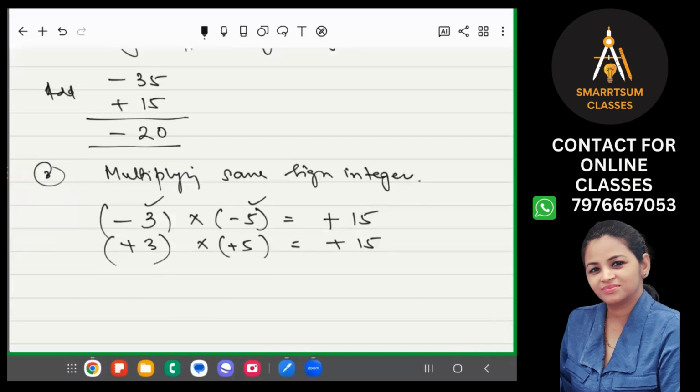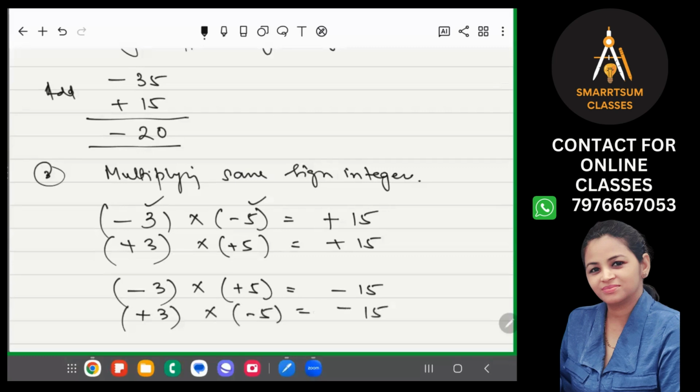But if you are multiplying two integers, one positive and another negative, suppose you are multiplying minus 3 and plus 5, you are multiplying two different sign integers. In this case, your result will be negative. Is that clear? Or if you are multiplying plus 3 and minus 5, then also your result will be minus 15.